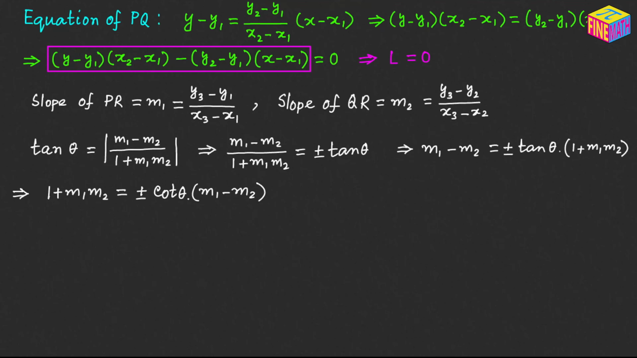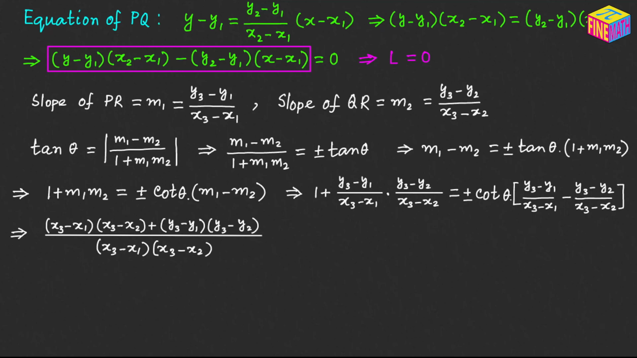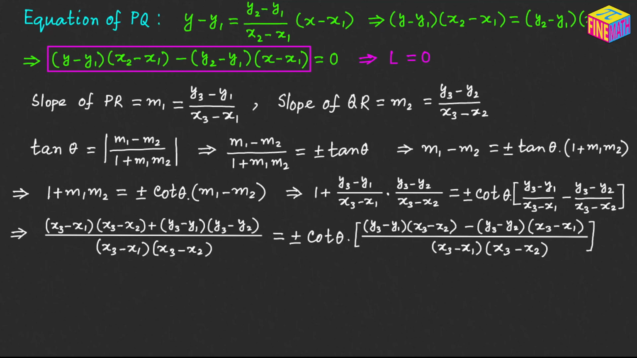And then I'm going to plug in the values of m sub 1 and m sub 2. And let's see what happens. So our equation is going to look like this. And then if we simplify it a little bit, the left hand side of the equation will look like this and the right hand side of the equation will look like this.